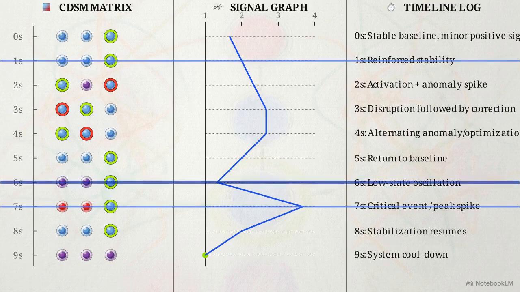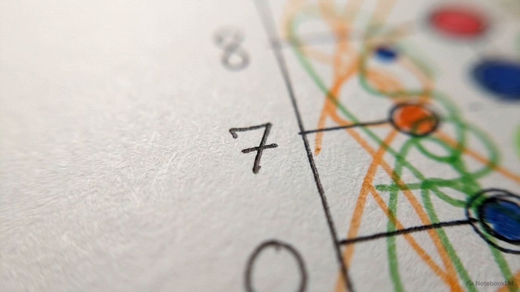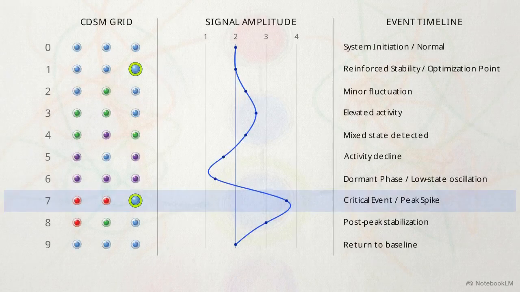All 3 panels share exact horizontal alignment based on the vertical time mapping. This alignment proves the matrix contains the same empirical payload as standard analytical tools. To see how these layers interact, let's look at second 7. At this timestamp, the matrix shows 2 red-filled nodes and a green node with a green ring.